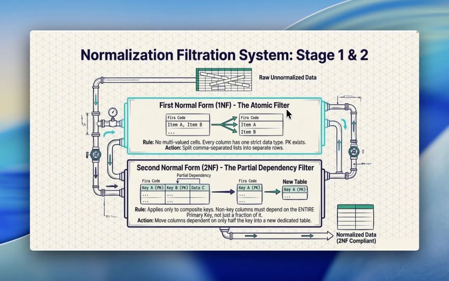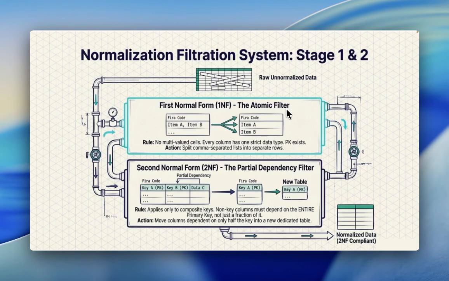Normalization filtration, stages 1 and 2. Raw unnormalized data, first normal form. The atomic filter: form code, item A, item B, form code, item A. Rule: no multi-valued cells. Every column has one strict data type, and a PK exists. Action: split comma-separated lists into separate rows. Second normal form, the partial dependency filter: key A, PK, key B, C, filter key A.